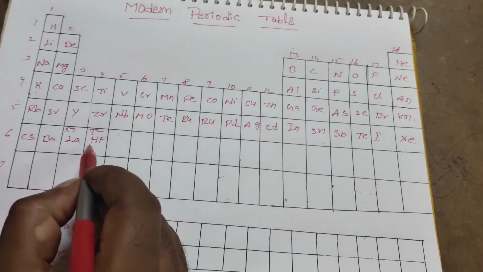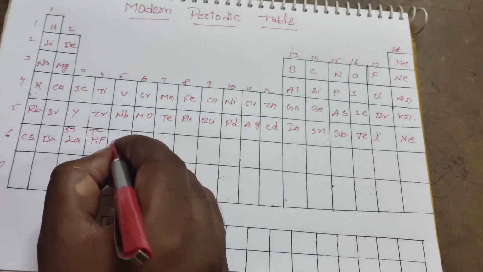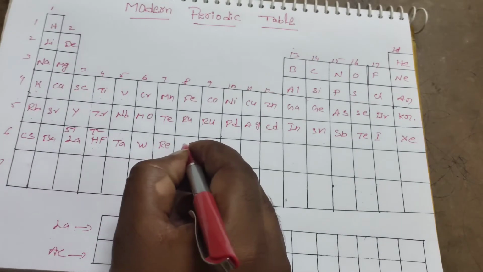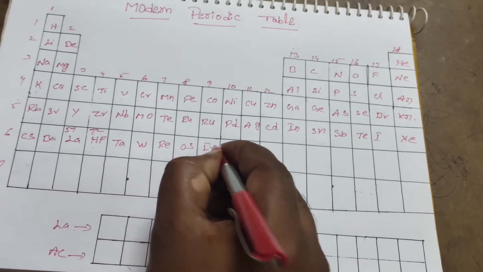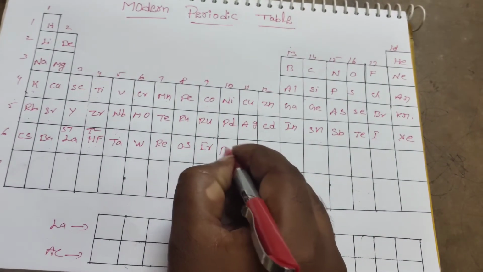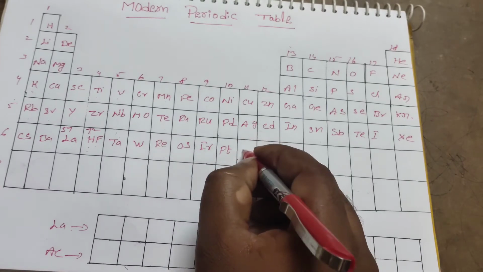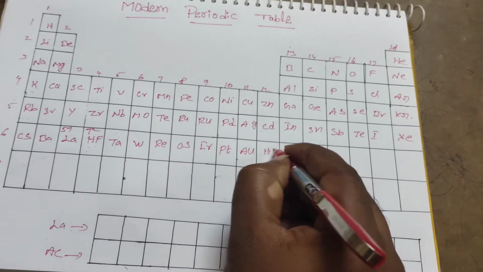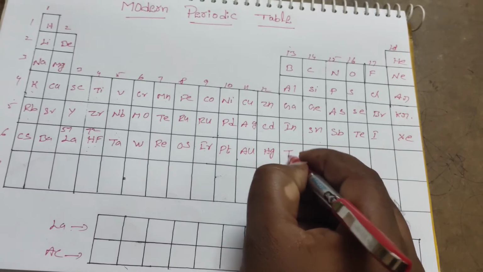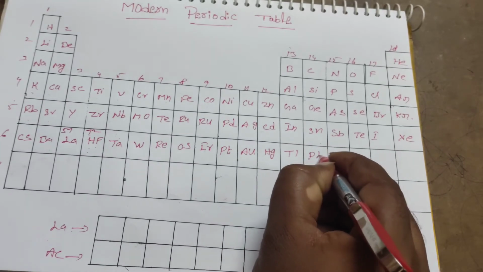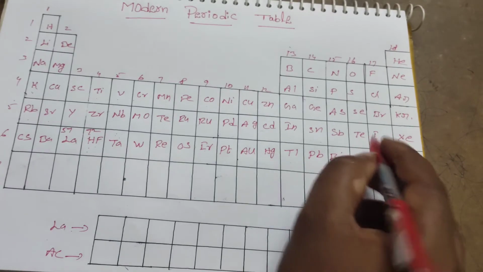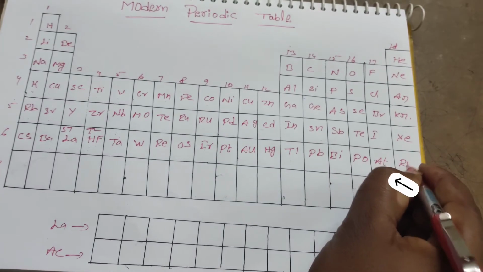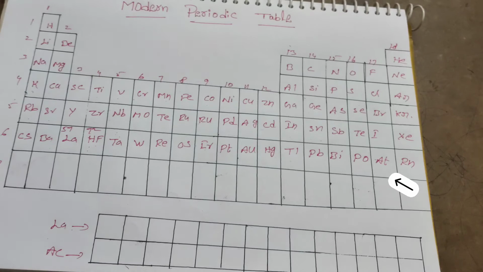Okay students, after hafnium come tantalum, tungsten, rhenium, osmium, iridium, platinum, Au, that is gold, mercury, and thallium, lead, bismuth, polonium, astatine and radon.